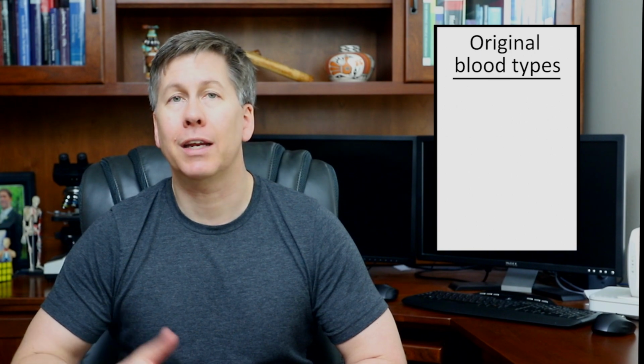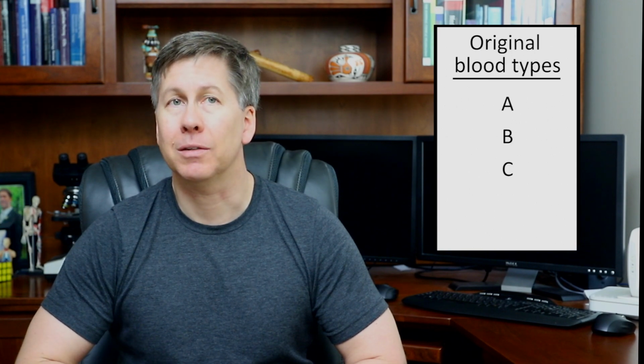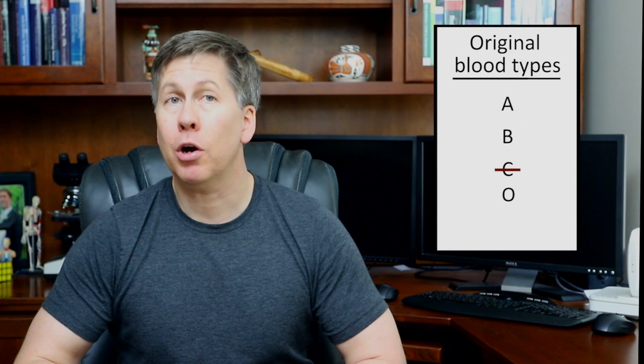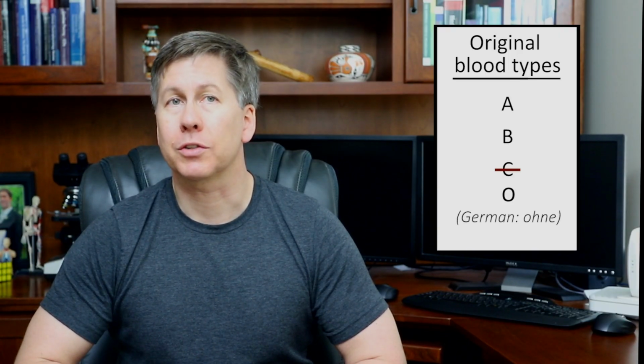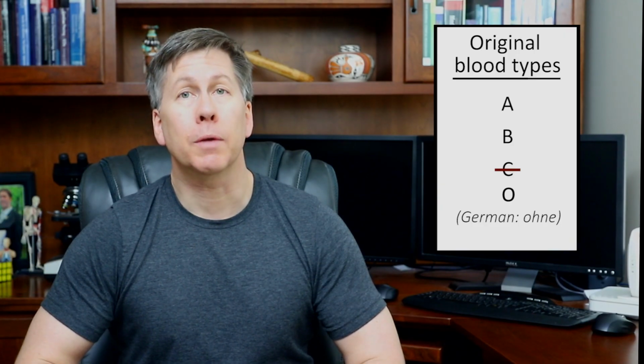He initially discovered 3 blood types, which he designated A, B, and C. C was later renamed O, which is said to have stood for ohne, the German word for without. After this discovery, there was an explosion of interest into blood types, and transfusion medicine as a field was born. The first large-scale use of blood transfusion was done during World War I.